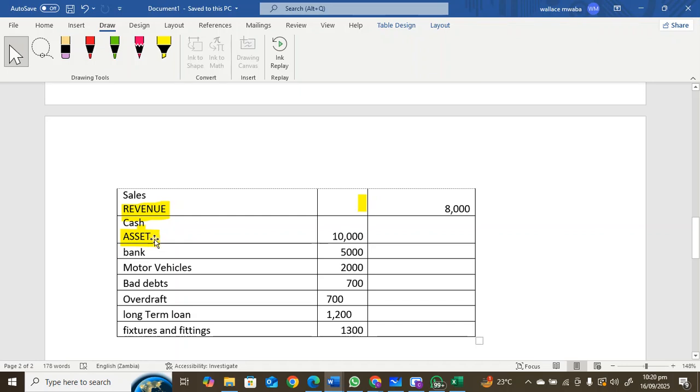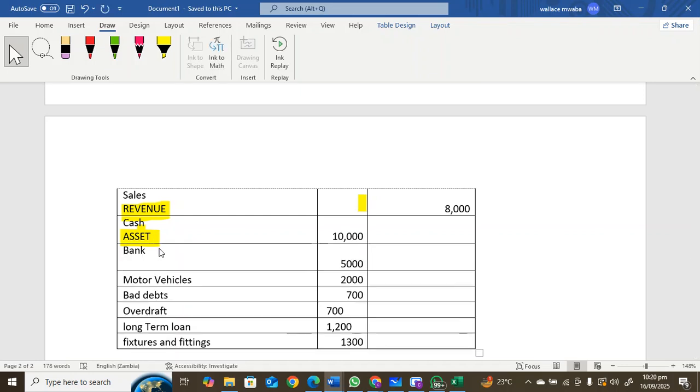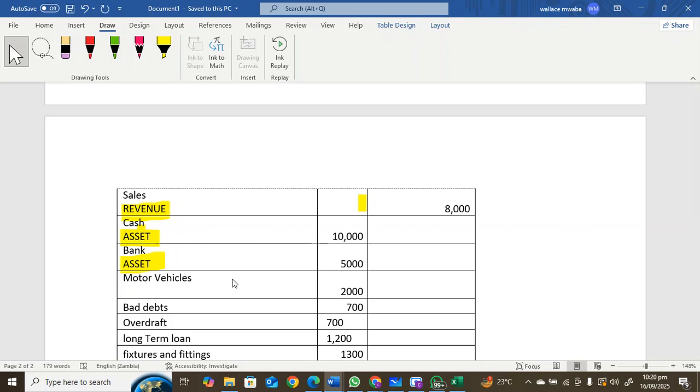Bank, same thing, it's another asset. Amount has to be on the debit side. Motor vehicles, this is another asset. Now remember, assets, they are current and non-current assets. Okay, what is the difference?